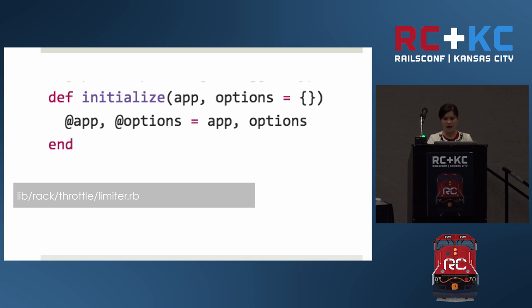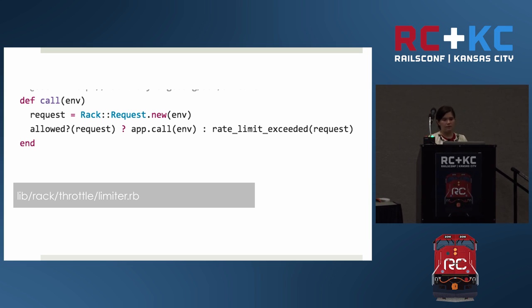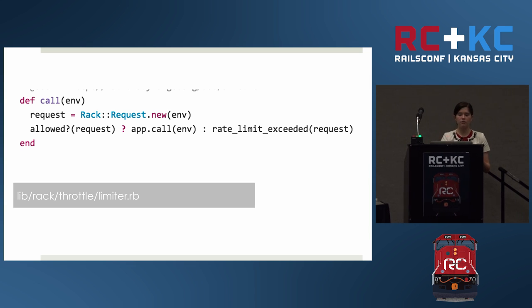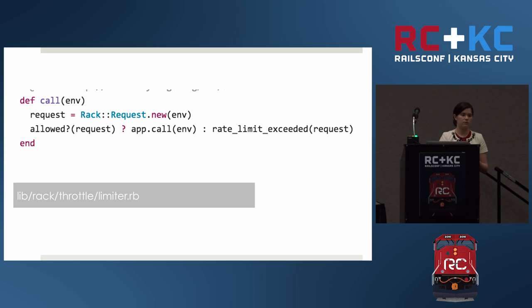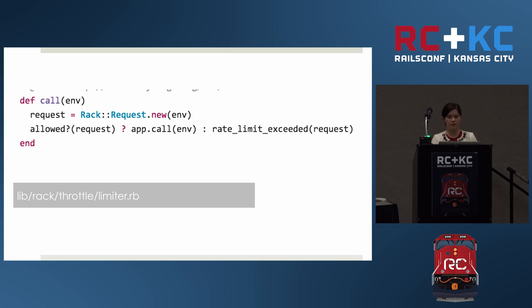But for us, the important thing is the app. And then a call method. This call method, as we know, takes the environment. And then on this second line of the call method, it does some pretty short logic. It asks, is this request allowed? If it is, call down the stack and return the result of calling down the stack. If it's not, call this method rate_limit_exceeded, and presumably we're going to return an unauthorized code response with some helpful message.